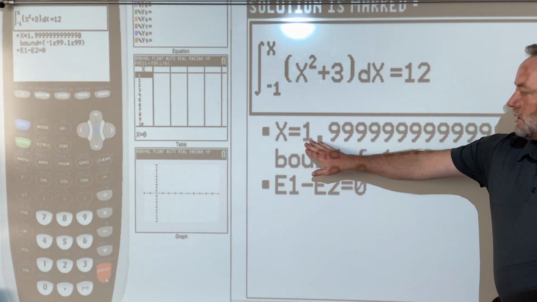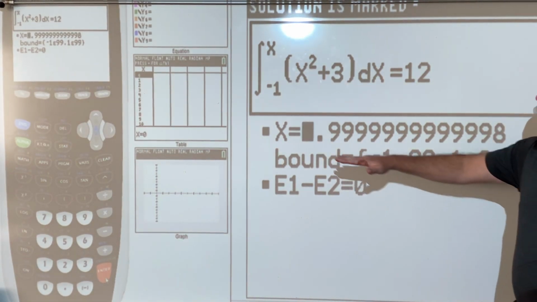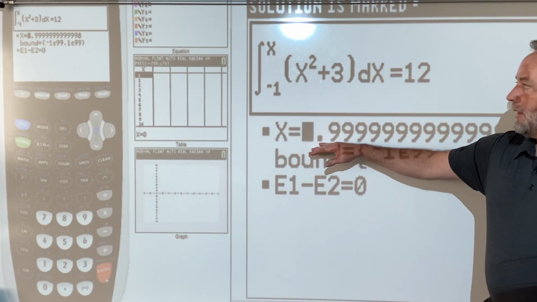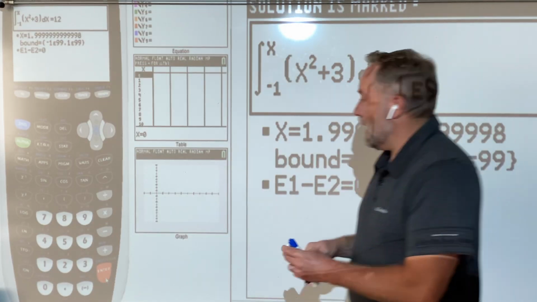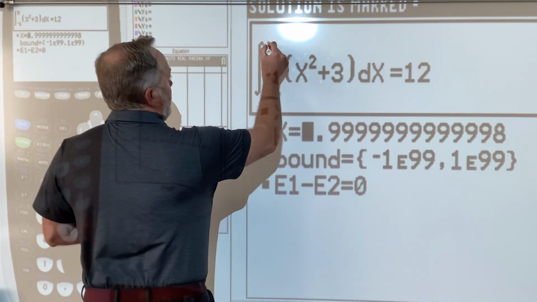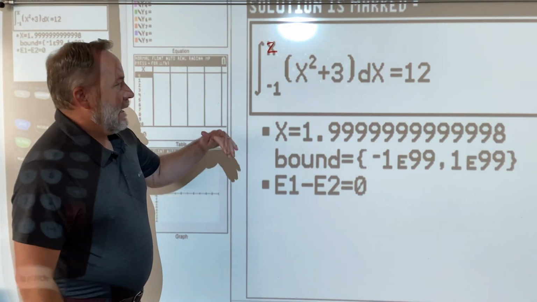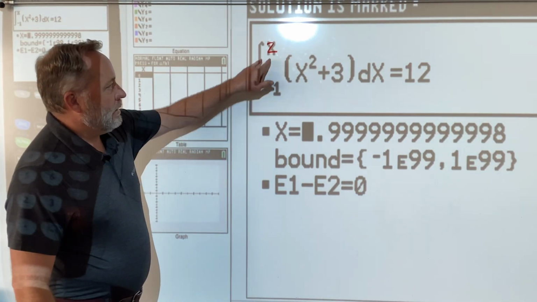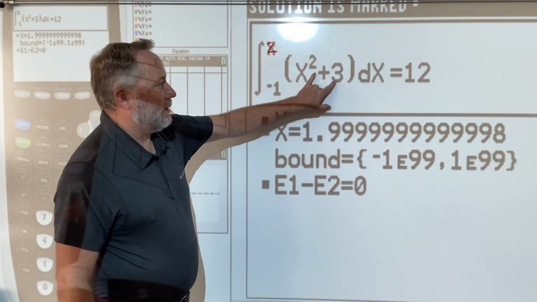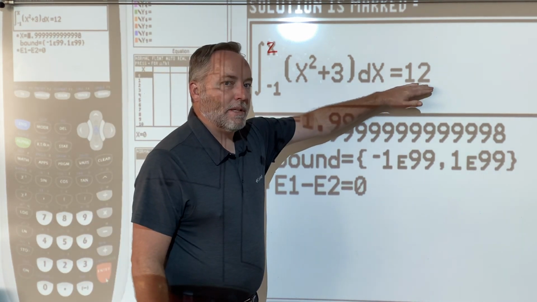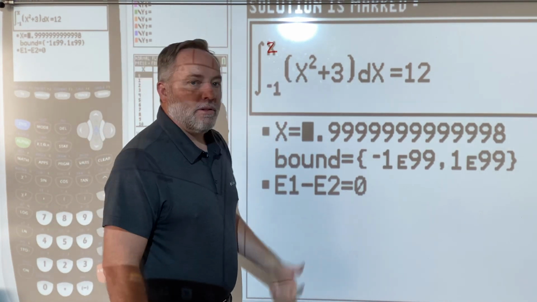And then it changes to 1.99999, so you can confidently answer that this upper bound, this x value right here, is equal to 2. So the end result of that is the integral from -1 to 2 of x squared plus 3 would give us 12, but the calculator solved for that unknown upper bound.